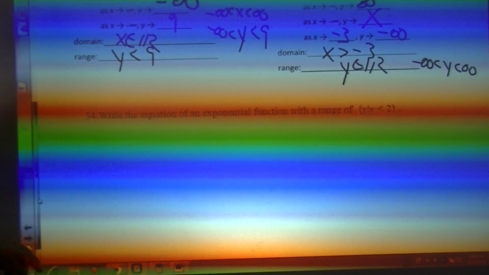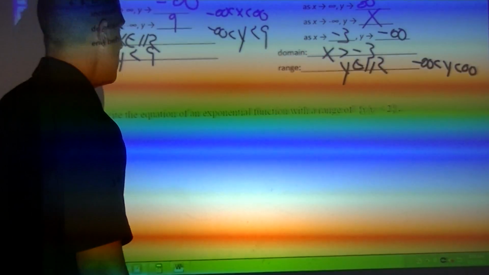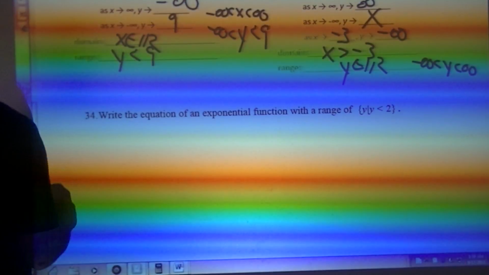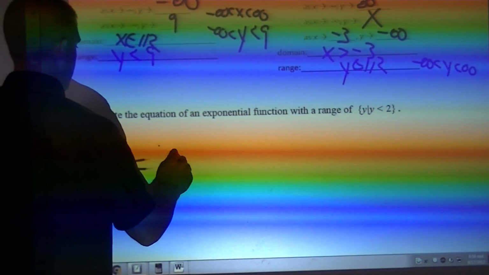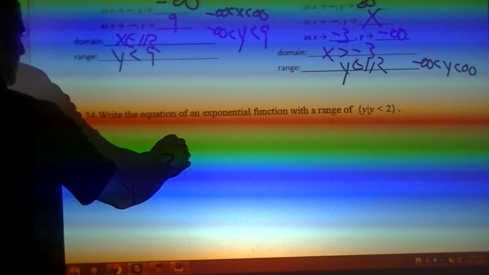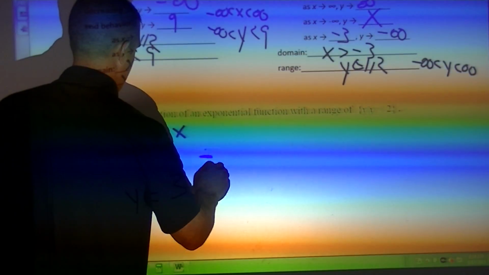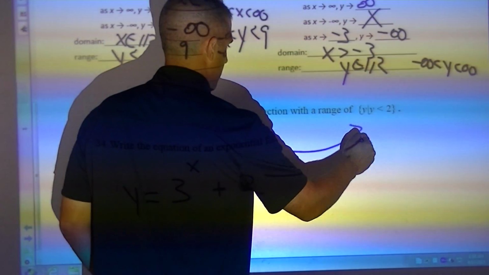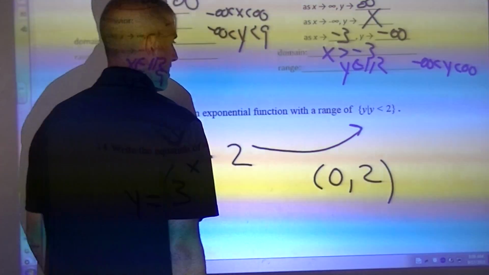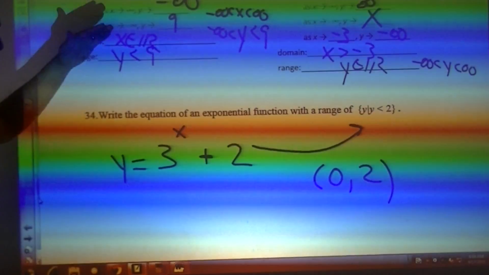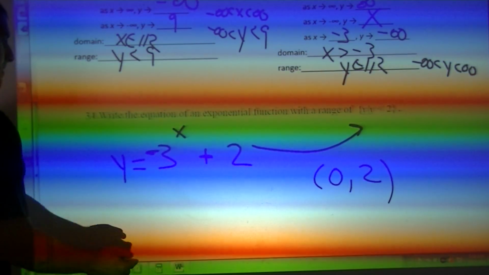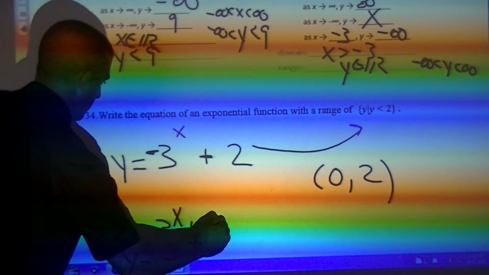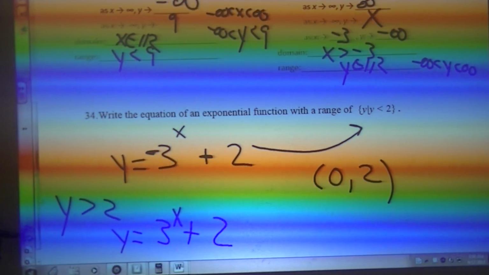Write an equation with a function that has a range of y is less than 2. So let's look at this. Which one had a range that had y? Well, that's going to be an exponential. So here's what I'm going to do. I know my anchor, which would be 0, 2 in this situation, has to match up there. Now, how would it go below? You would put a negative. If it were y is greater than 2, then you would just have a simple one like that, because that changes the angle.